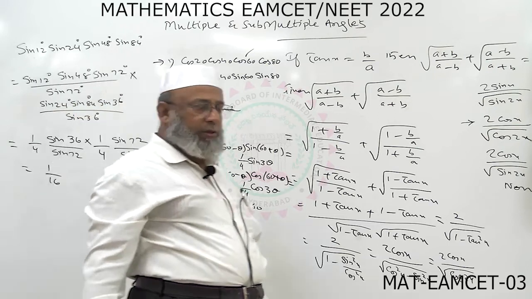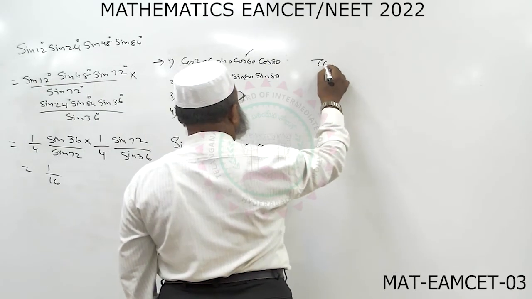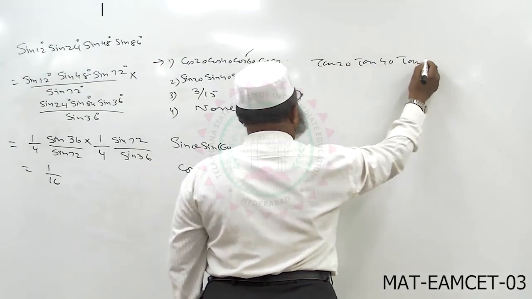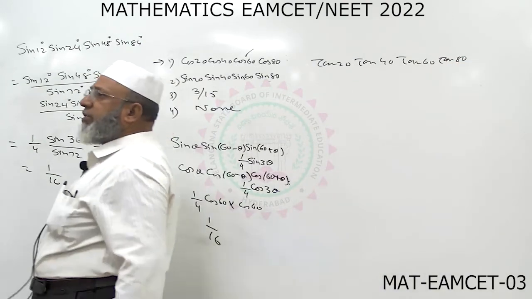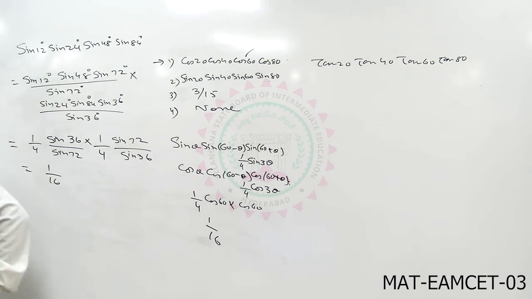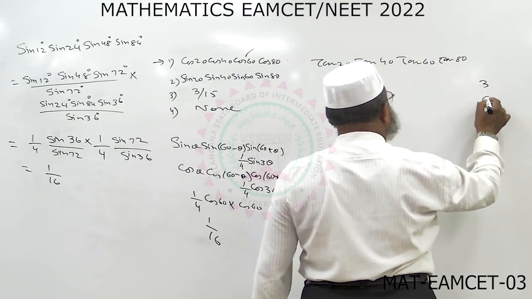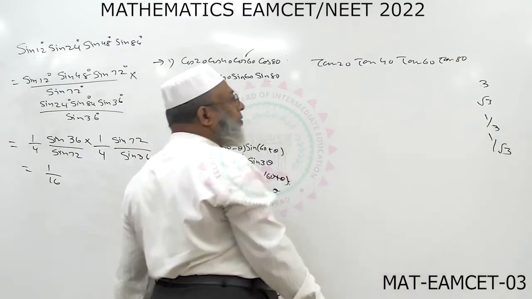Tan 20 tan 40 tan 60 tan 80 is equal to, the options are 3 root 3, 3 root 3, 1 by 3, 1 by root 3.